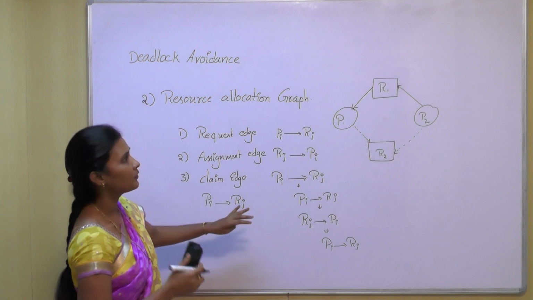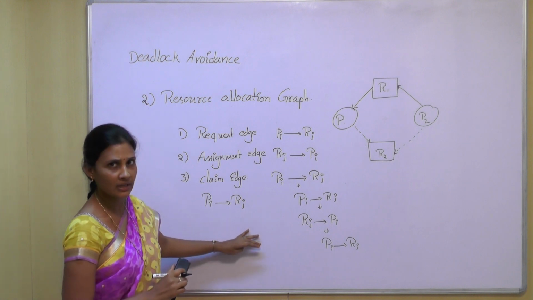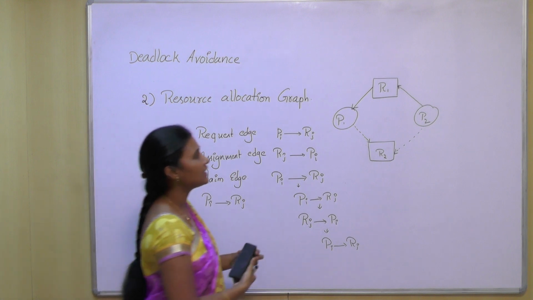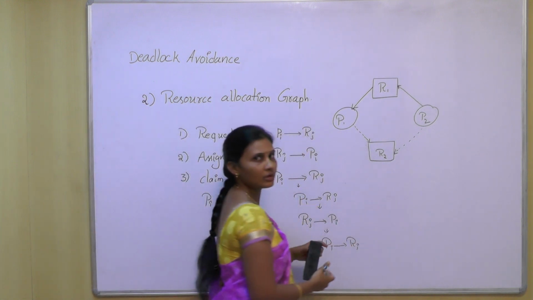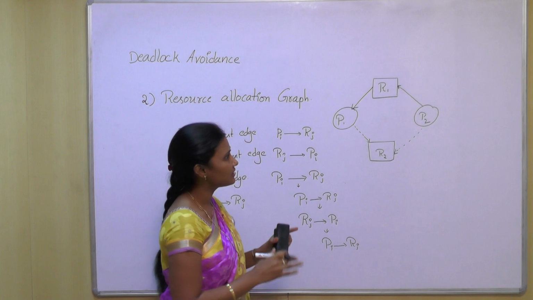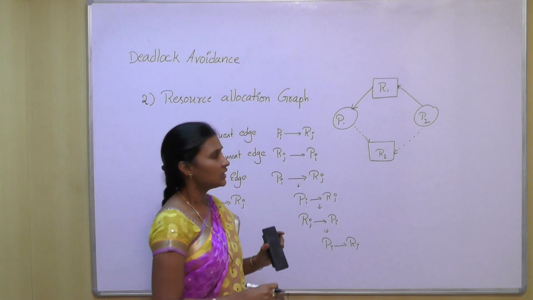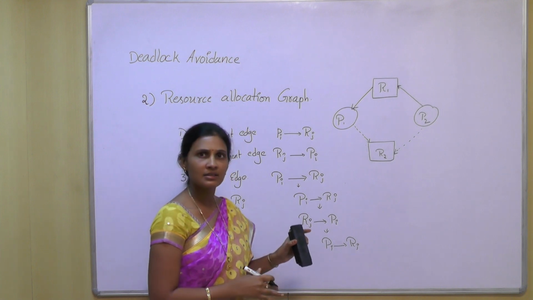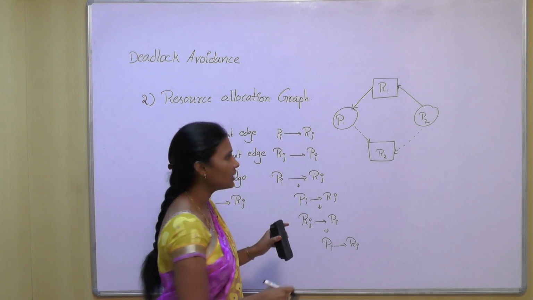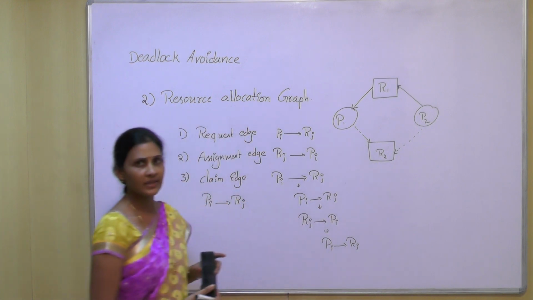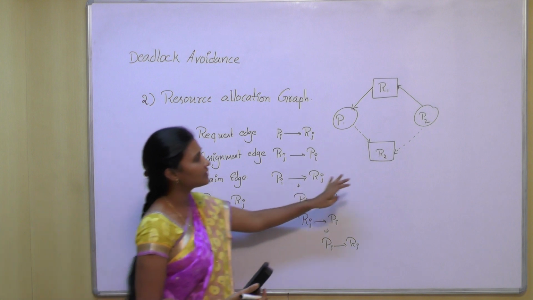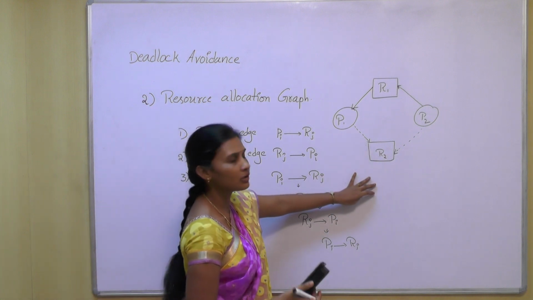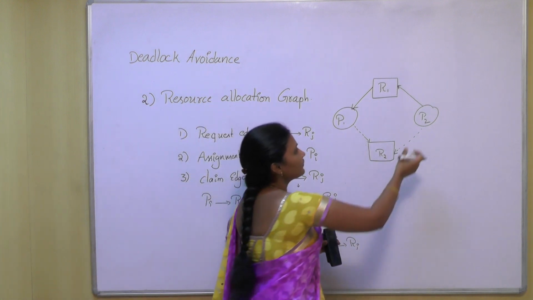In this we can use a cycle detection algorithm. If any cycle forms in this resource allocation graph, we can say that the system is not in a safe state. If no cycle exists in the resource allocation graph, the system is in a safe state.